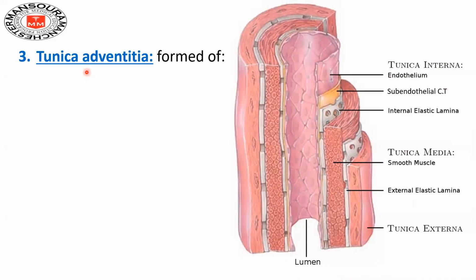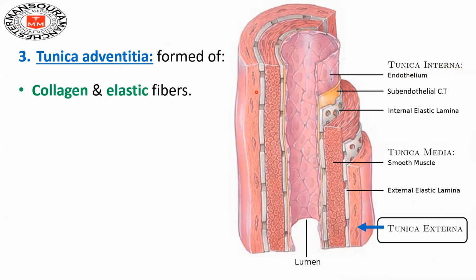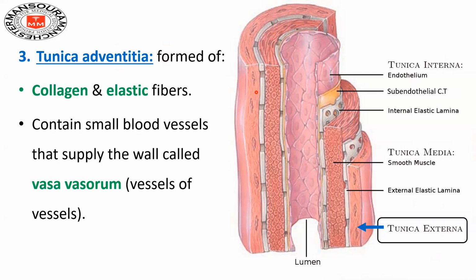The outermost layer of the wall of any vessel is tunica adventitia, the word adventitia mostly denoting connective tissue. So here it is tunica externa or adventitia, and here is also tunica interna or tunica intima. Tunica adventitia is formed of connective tissue containing collagen and elastic fibers. In addition, it contains small blood vessels that supply the vessel wall.